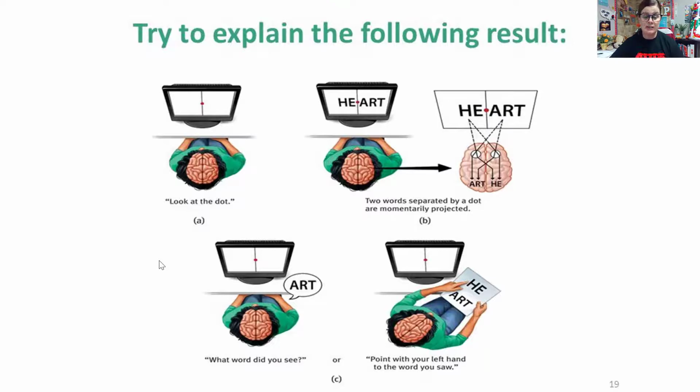They can verbalize, use their words, use their language. They can verbalize that they saw the letters A-R-T. It was in their right field of vision. That information gets sent to the left hemisphere. The left hemisphere has the ability to speak your language. You can use words.